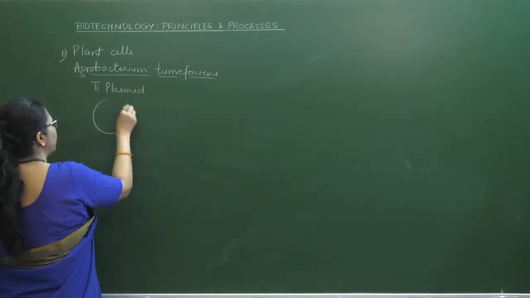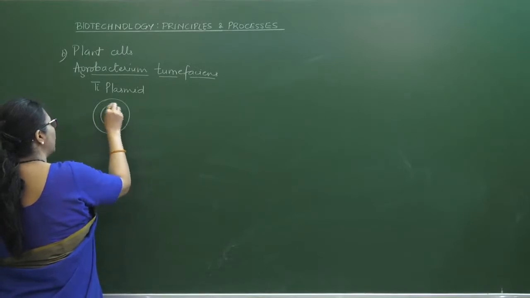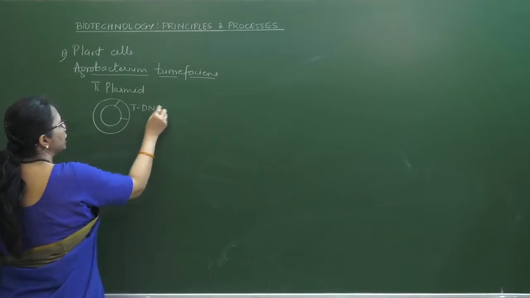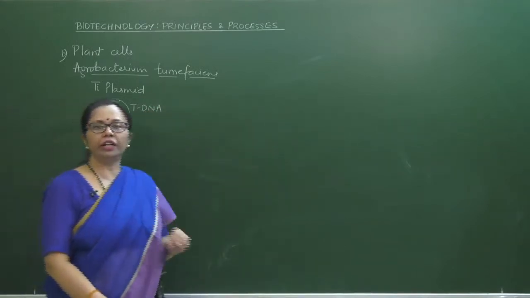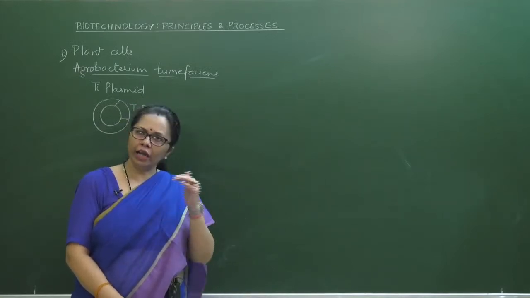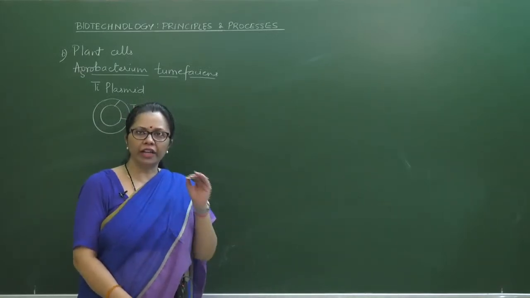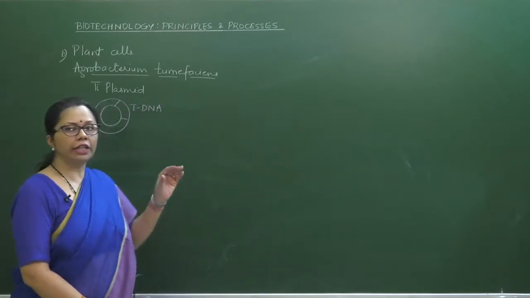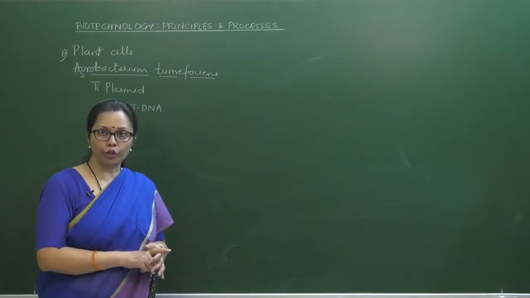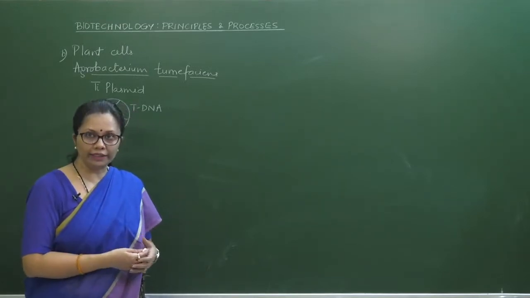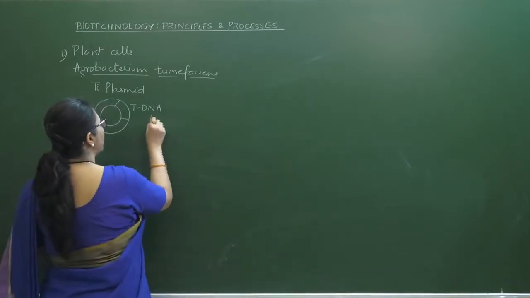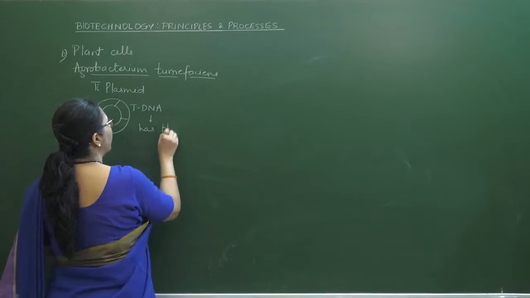Now in this Ti plasmid, there is a region which is called T-DNA, and it is this T-DNA which gets integrated with the plant's chromosome, and it could be any chromosome, at any arbitrary point at random, it will get integrated. And this T-DNA codes for a number of growth factors like auxins and cytokinins, and that's why crown gall disease occurs. So the genes in the T-DNA are called phyto-oncogenes.